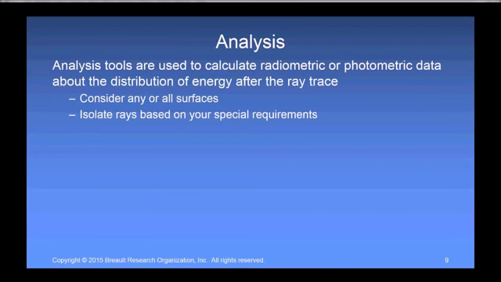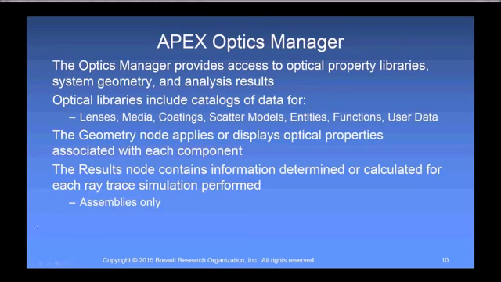And then, of course, the analysis tools allow us to calculate whatever information is important to us, radiometric or photometric data, based upon the distribution of energy after the ray trace. We can isolate particular surfaces of interest if we want. We can isolate rays based on some particular requirement. So how much energy is between some particular angular spread, how much energy is into a particular region, where is the energy of a particular wavelength? All of those are questions you can ask during your analysis.